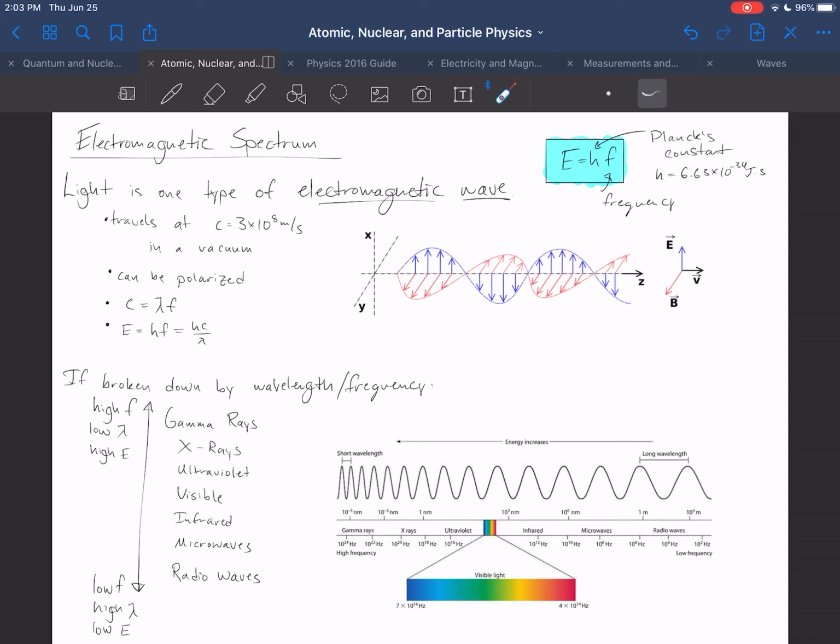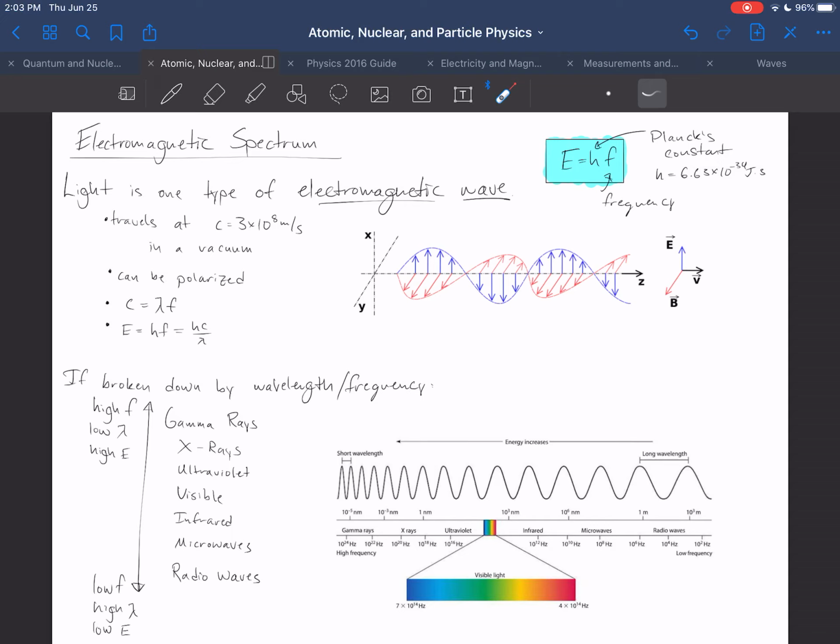Optical waves, waves that we can see, are right in the middle, so to speak, although the middle is a little bit tricky. And higher frequency waves include the ultraviolet, on the violet side of the visible, X-rays, and gamma rays, where gamma rays are the highest frequency, lowest wavelength, and highest energy waves. Radio waves, on the other hand, are the lowest frequency, highest wavelength, and lowest energy waves.